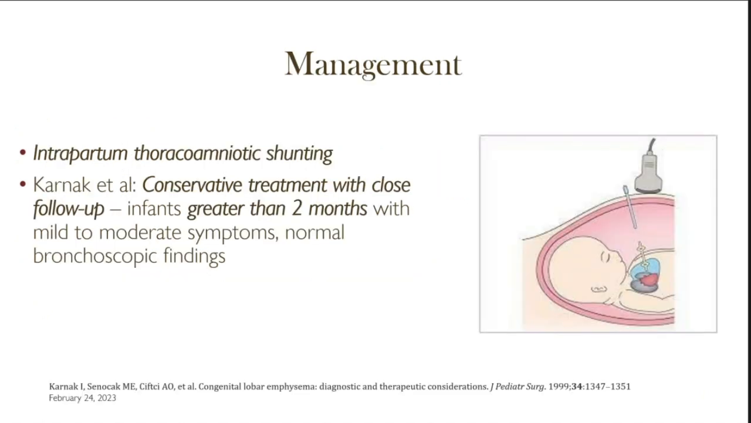Intrapartum thoracoamniotic shunting is an option for large lesions and lesions that threaten fetal viability. Conservative treatment with close follow-up is recommended in infants greater than 2 months with mild to moderate symptoms and normal bronchoscopic findings.